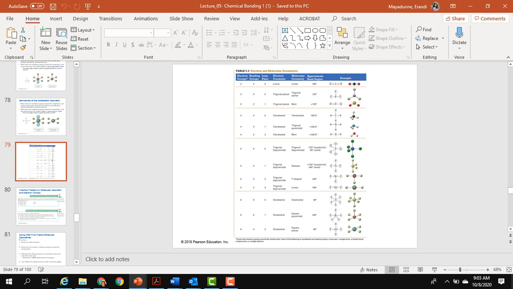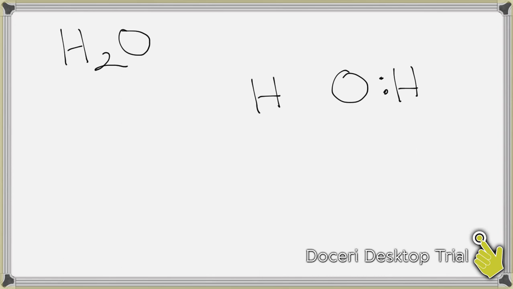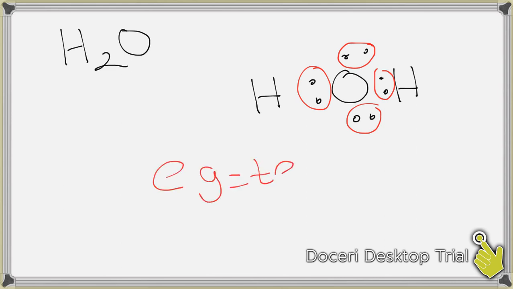Let me take water. We already did the Lewis structure, HOH. Now I'm asking what is the electron geometry for water? For electron geometry, how many electron domains are around the central atom? I can see 1, 2, 3, 4. 4 electron domains around the center atom. Electron geometry is tetrahedral.